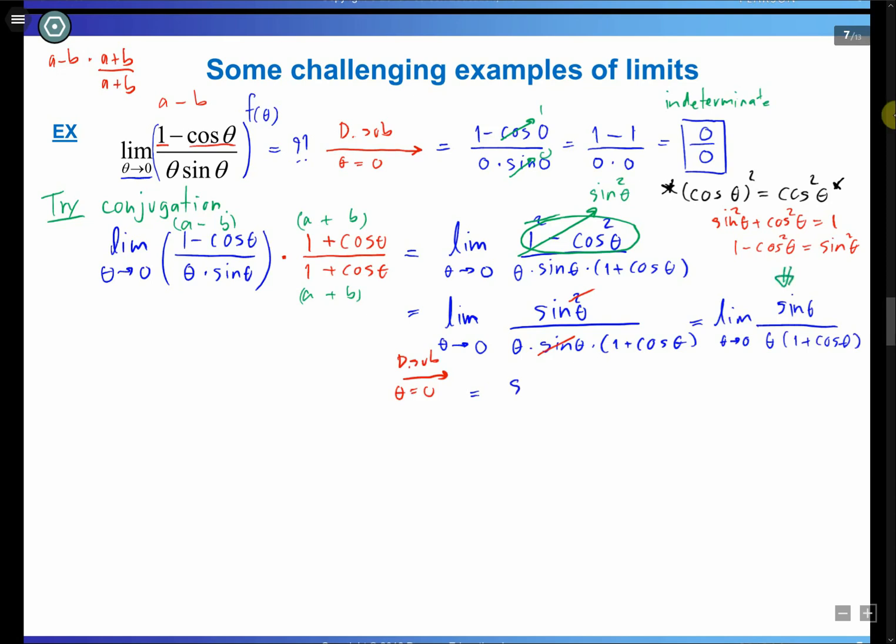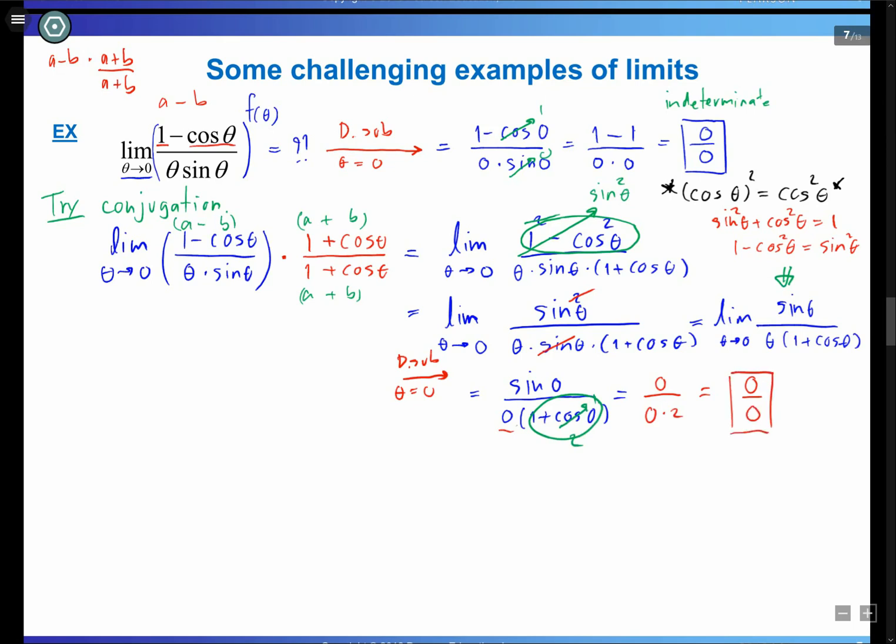It's going to be equal to sine of 0 divided by 0 times 1 plus cosine 0. So what is this equal to? Sine of 0 is 0, so we have 0. And down here we have 0 times, well, cosine 0 is 1, and the inside becomes 2, but it's times 0. So we have 0 times 2. So in the end, we still have this 0 divided by 0.